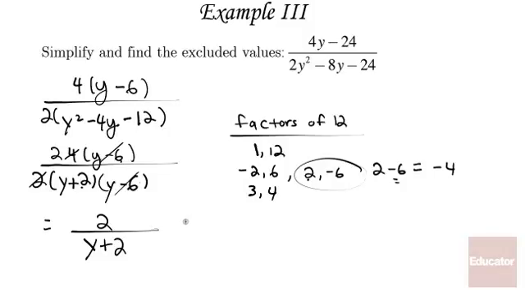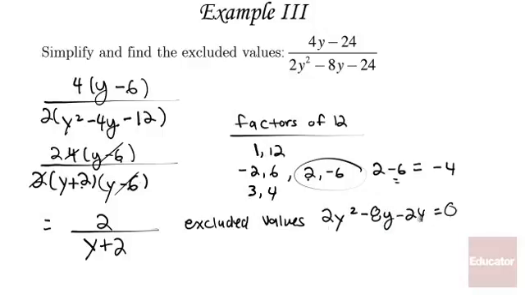Now, for excluded values, what I'm going to do is go back to my original expression and say, okay, 2y squared minus 8y minus 24 equals 0. In order to solve this, I need to factor it out. Fortunately, I've already factored because I was simplifying. So if you look at what I did to the denominator, I factored it right here. I can use this. There's no need to redo the work. I need to take the factored expression before anything's canceled, and I can use that. So all this is the factored form of this trinomial.